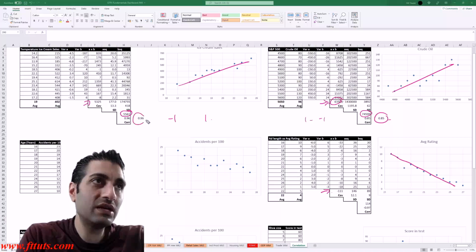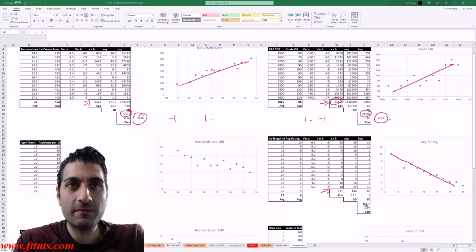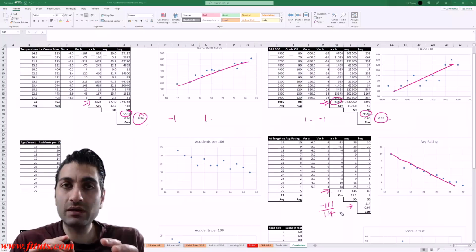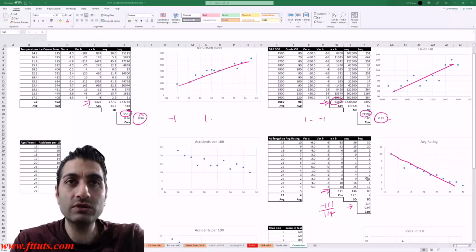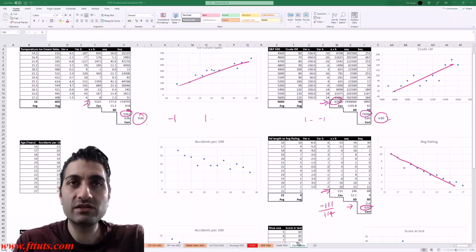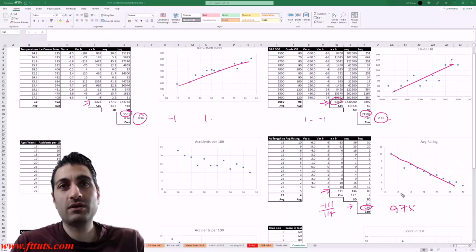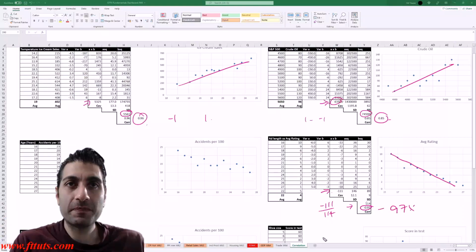85% strength. 96% strength. Look at this. So when I do -111 over 114, and I want you to do this yourself slowly, I've just copied and pasted because I want to move on. Look at that. I get -0.97. So it's 97%. Look at that. So strong. But on a negative basis.